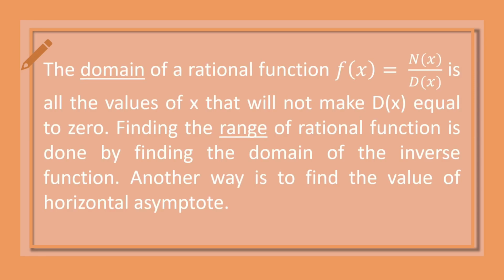Let us now focus on rational functions. How do we find the domain and range of rational functions? The domain of a rational function f of x equals n of x over d of x is all the values of x that will not make d of x equal to 0. Finding the range of a rational function is done by finding the domain of the inverse function. Another way is to find the value of the horizontal asymptote.